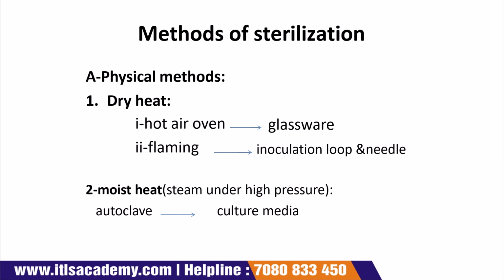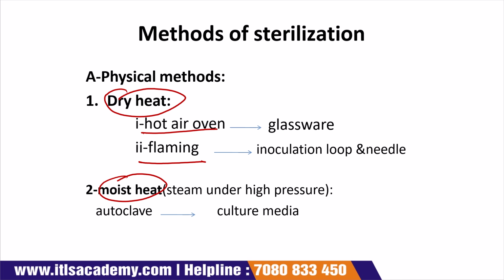Now the methods of sterilization. So here the first method of sterilization is physical heat. This physical heat is divided into two parts. One is your dry heat and second is your moist heat. Dry heat will be performed under two instruments. One is your hot air oven and another one is your flaming.